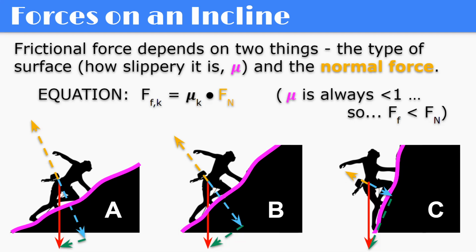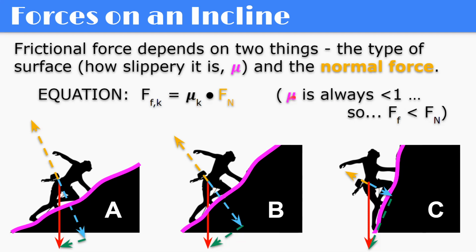The type of the surface, how slippery it is, is one way of describing that, but this mu, this coefficient of friction, and the normal force. Again, you guys have seen this equation before, but your force of friction, or kinetic friction anyway, is equal to the coefficient of kinetic friction times Fn. And the other one for static friction looks basically the same, except it was written as greater than or equal to.